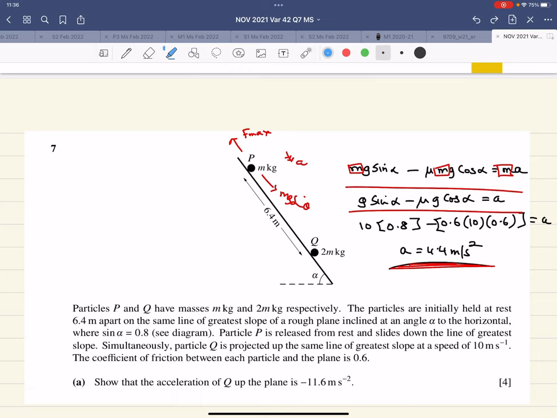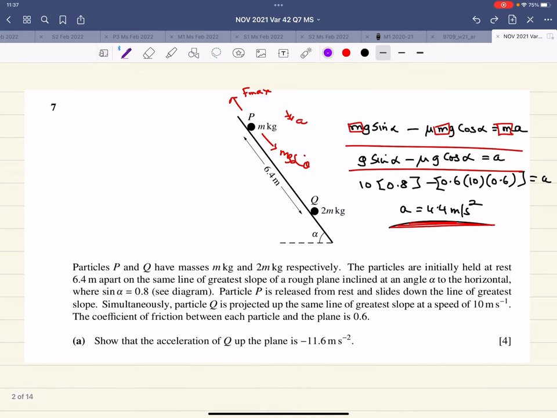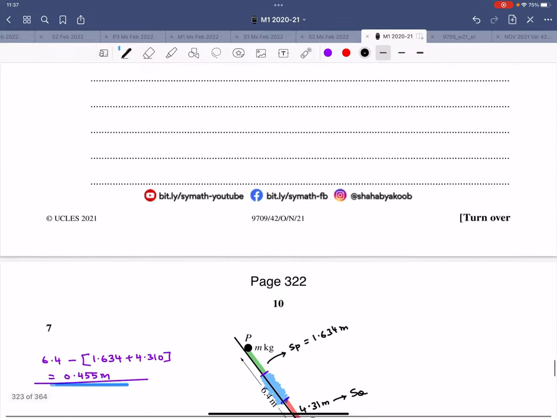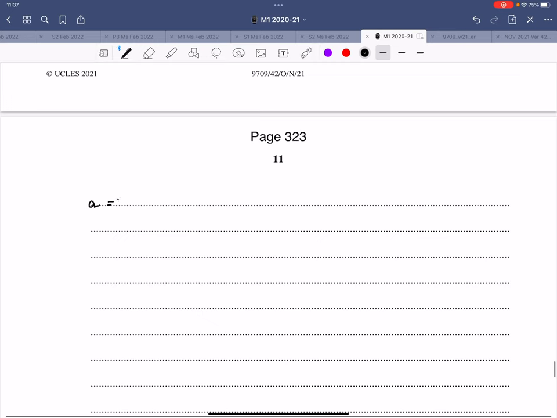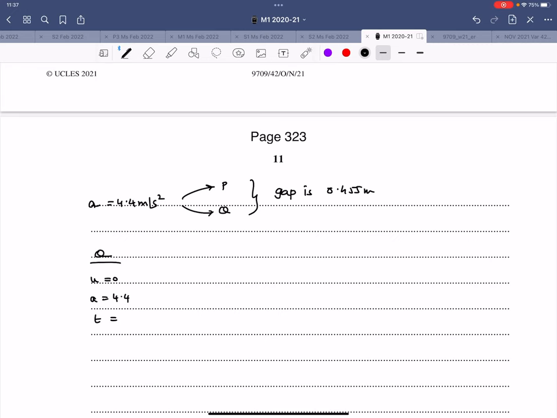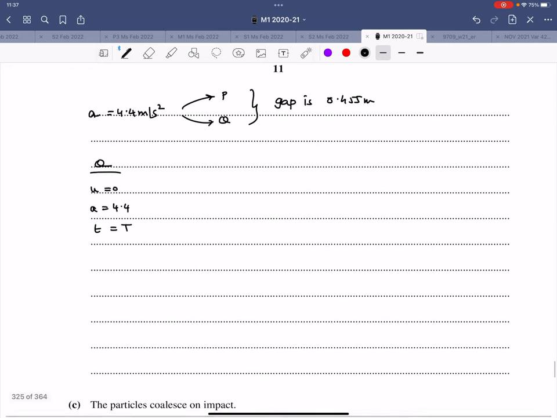So this is constant. So A is 4.4. Now let's do the calculation. So therefore, A is 4.4 meter per second square. This is for particle P. This is for particle Q. When the gap is 0.455 meter, irrespective of the masses. Now what is happening? For particle Q, U is 0, acceleration is 4.4, and time is capital T. So therefore, SQ equals UT plus half into 4.4 into T square.